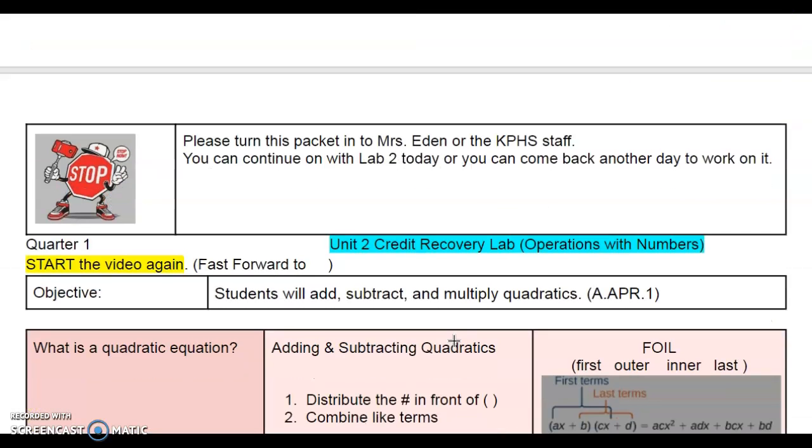Okay, so now you have some choices. We're at the end of Unit 1, and remember there's 3 units. So if you are finished for the day and your time is up, you are welcome to turn this in to either Mrs. Eden or somebody in the office, and then you can come back on another day to continue on with Lab 2. If you want to keep going, then let's go.